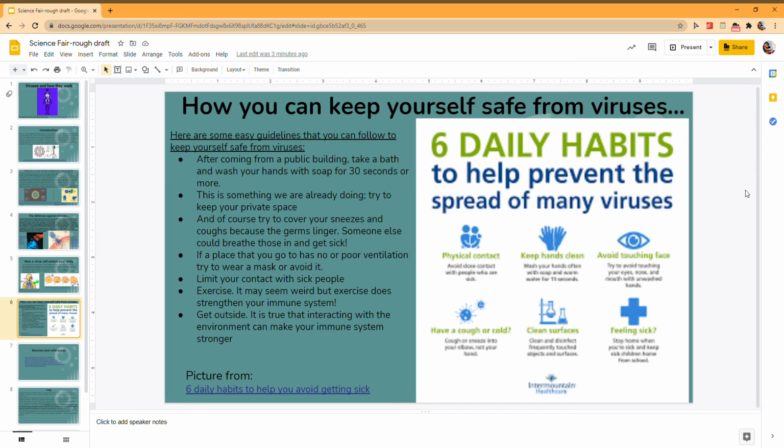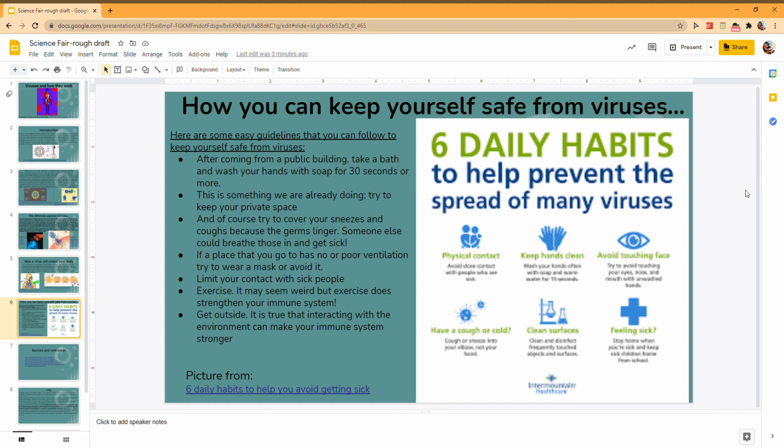Try to keep your private space. And of course, try to cover your sneezes and coughs because the germs linger. Someone else could breathe those in and get sick. If a place you go to has no or poor ventilation, try to wear a mask or avoid that place. Limit your contact with sick people.